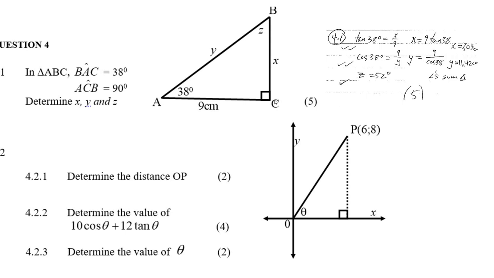Now, you can use trigonometry. At this stage, you could have used Pythagoras to get at this y, and I think you still get full marks. But the cosine of 38 degrees is equal to 9 over y, adjacent over hypotenuse.